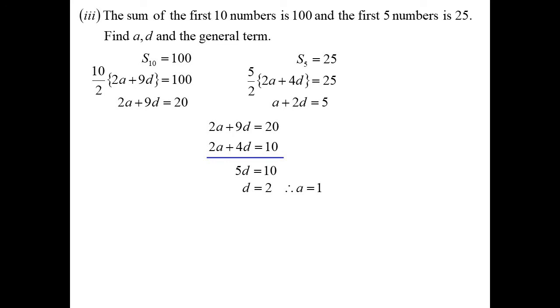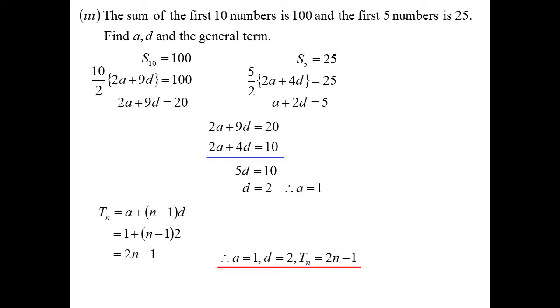We now need to work out the general term. Well, general term, a plus n minus 1d. 1 plus n minus 1 times 2. 2n minus 1. So we have all 3 things. So I'll just complete this question by writing down all the information in one line that they asked me to find. a is 1, d is 2, and the general term is 2n minus 1.